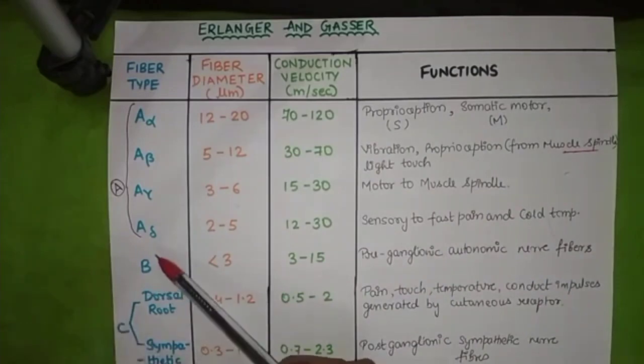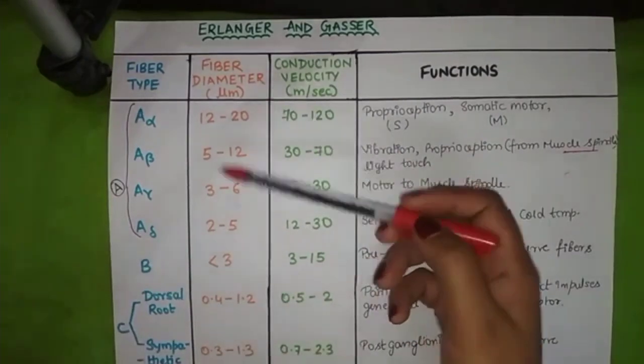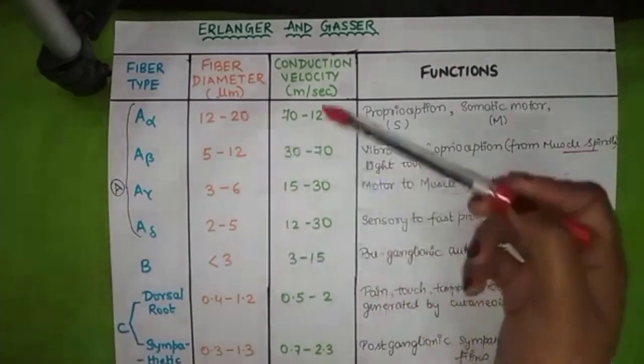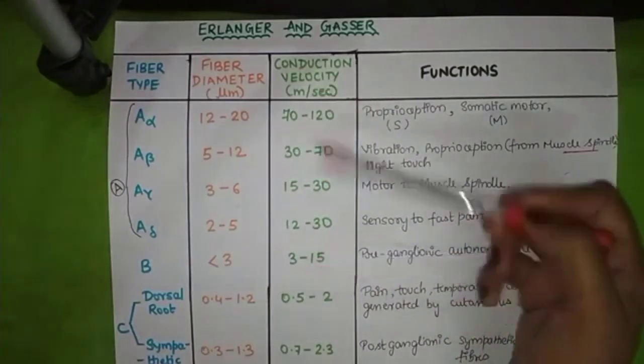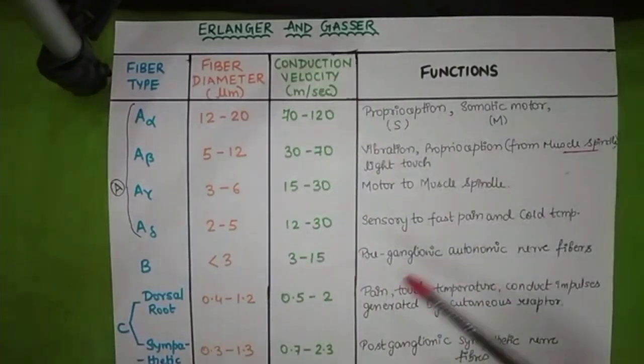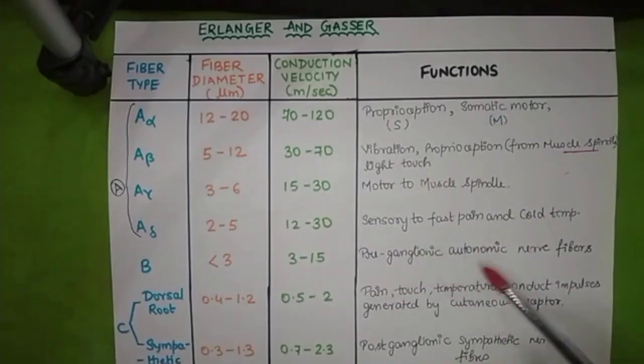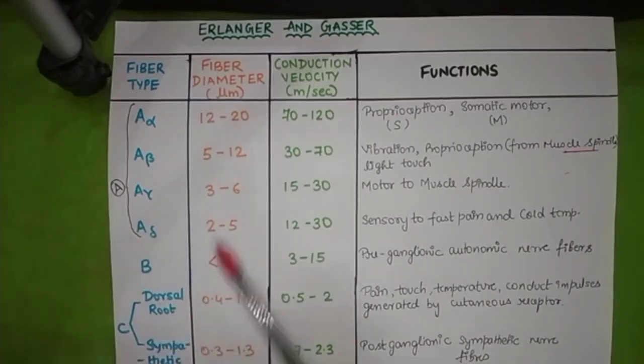Then we have B fiber types. Its fiber diameter is less than 3 micrometer. Its conduction velocity is 3 to 15 meter per second. It is preganglionic autonomic nerve fiber. Then we have C. C has two innervations, dorsal root and sympathetic. Its dorsal root fiber diameter is 0.4 to 1.2 micrometer. Its conduction velocity is 0.5 to 2 meter per second.